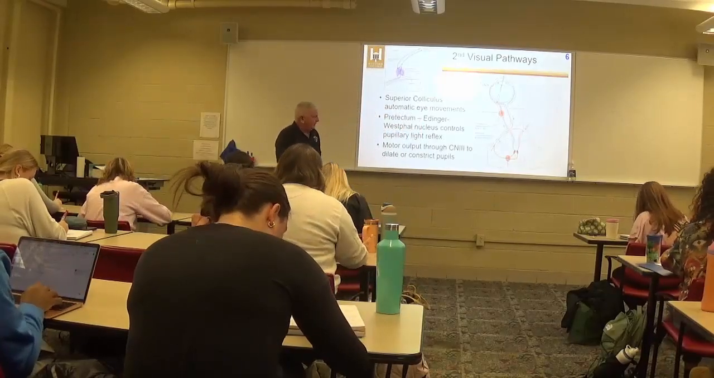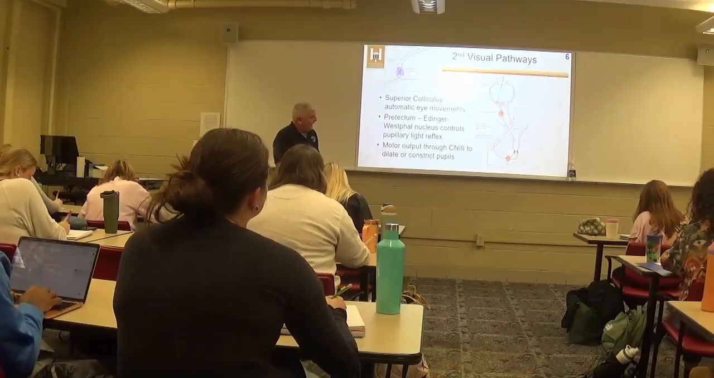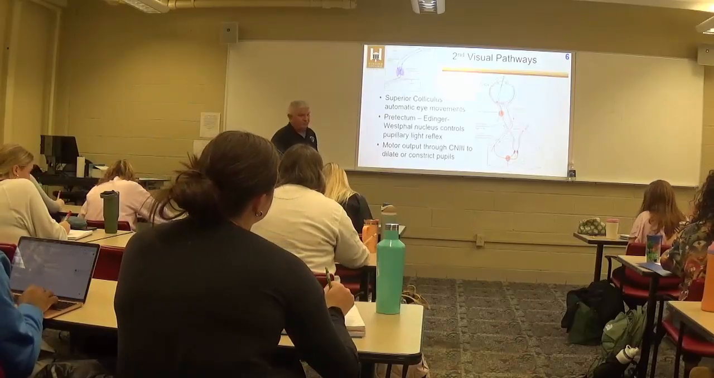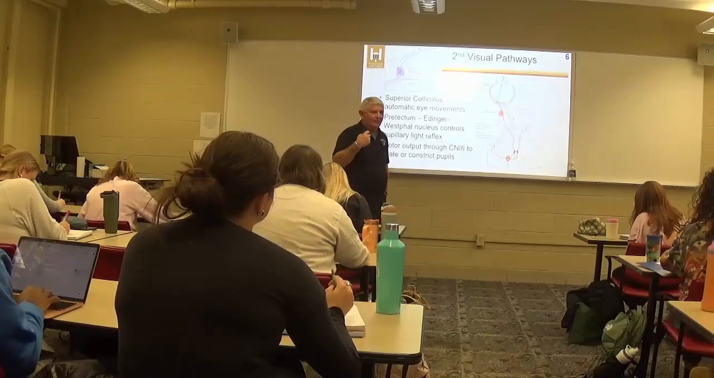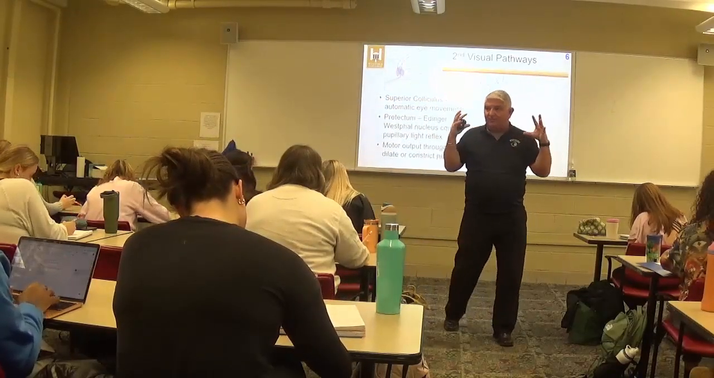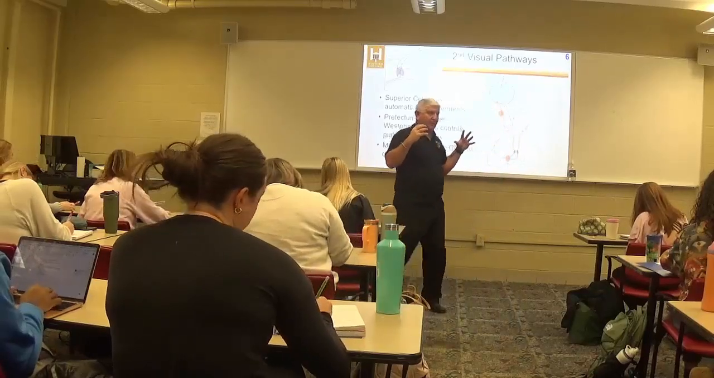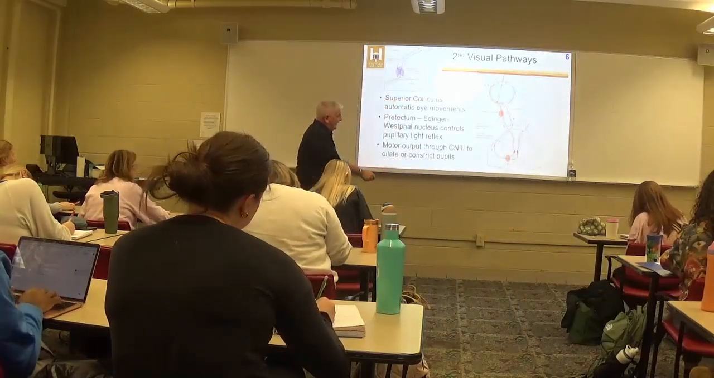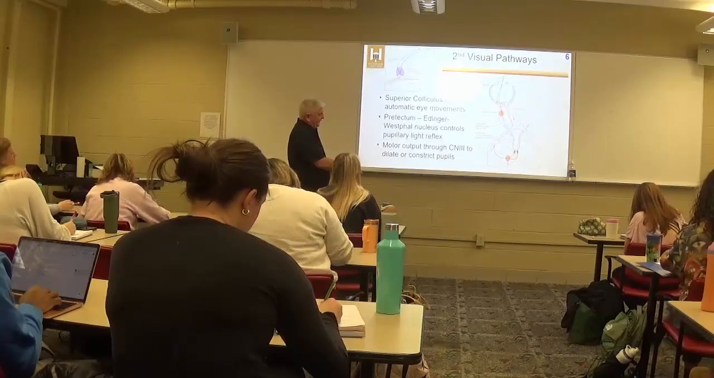So it receives input about the intensity of light, and then it sends its output through cranial nerve 3, the oculomotor nerve, back to constrict or dilate your pupil. That's the motor nerve that's doing that. Okay. Anyone want to guess what this little triangle thing is here?